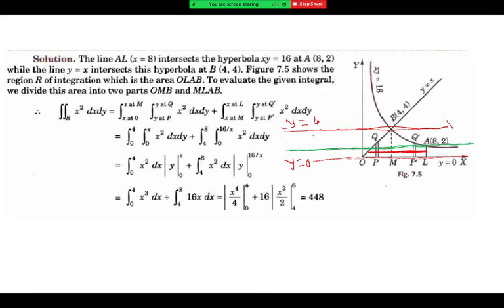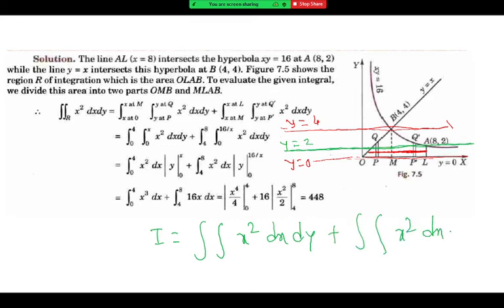What is the equation of this green line I drew? y is equal to 2. Correct. So the double integral will go like this: double integral x square dx dy plus double integral x square dx dy. Y is equal to 0 to 2, we have one region, and from 2 to 4 we have the other region. We got the outer limits. From 0 to 2 we take region 1, and from 2 to 4 we take another region.